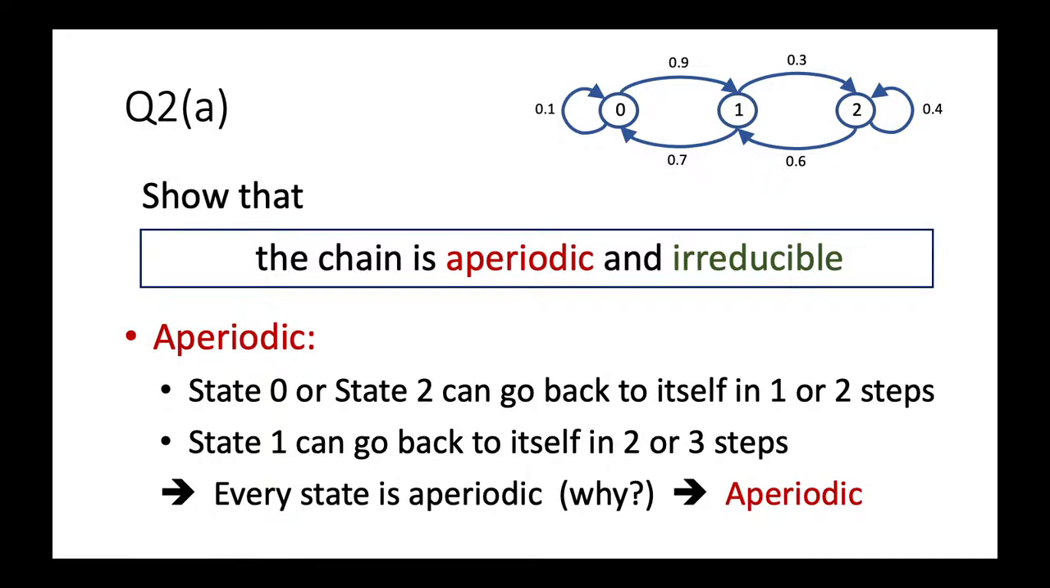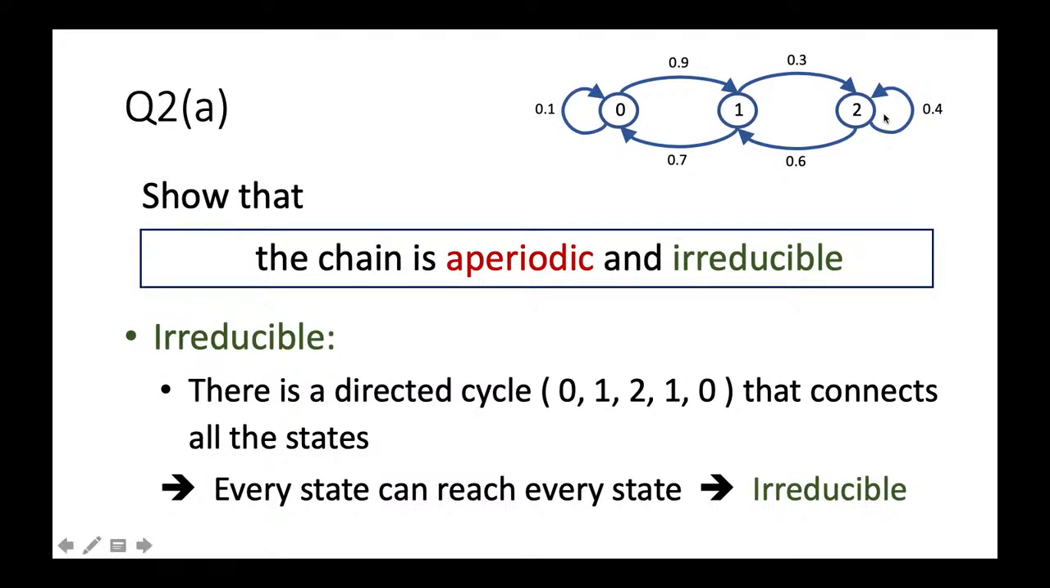And then for irreducible, we want to show that every state can reach any other state, including itself. Now, this is a simple chain where we can find a cycle from 0 to 1, 1 to 2, 2 back to 1, and then 1 back to 0. So there's a cycle here. This cycle travels all the states. So it means that every state can reach any other state, including itself. So by definition, this is irreducible.